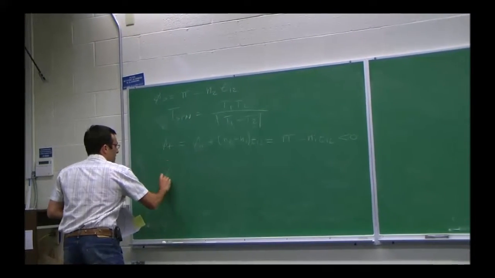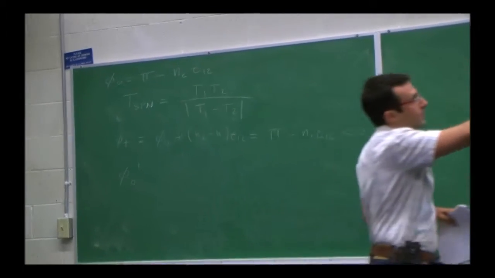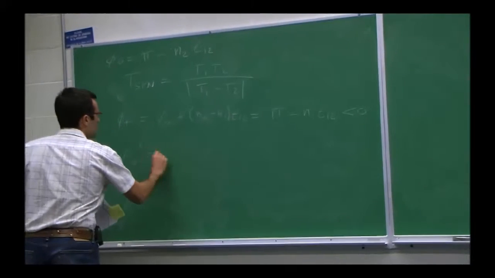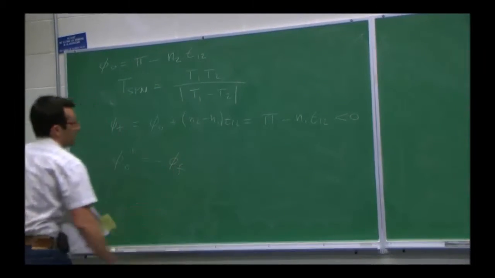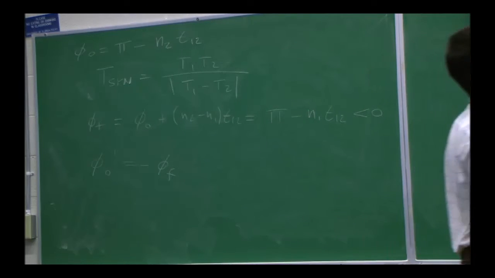We said that the new phase angle, we called it phi0 prime, and I think the book has an error there. This should really be a prime, phi0 prime, because that's what actually is done in the calculation. It has to be, I said, minus phi final. How do you prove this? Well, the reasoning should be relatively simple.